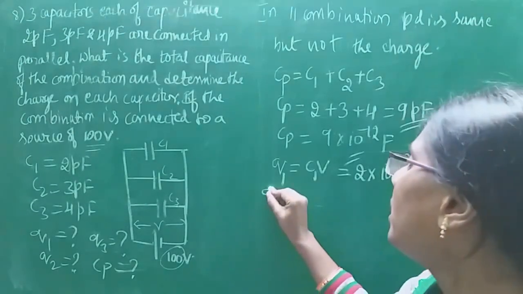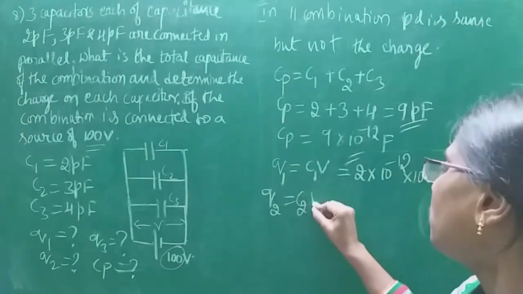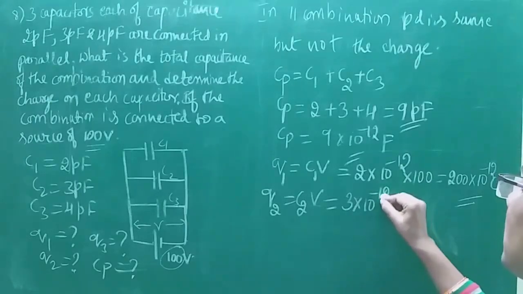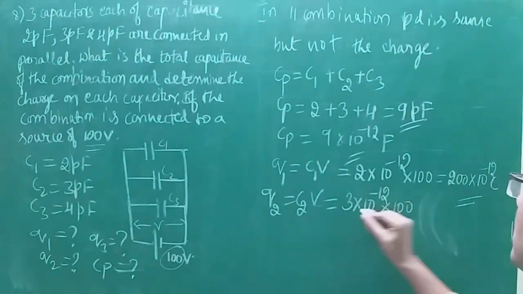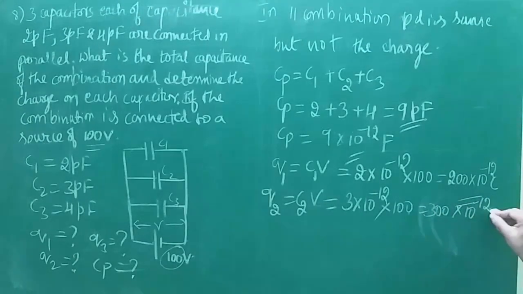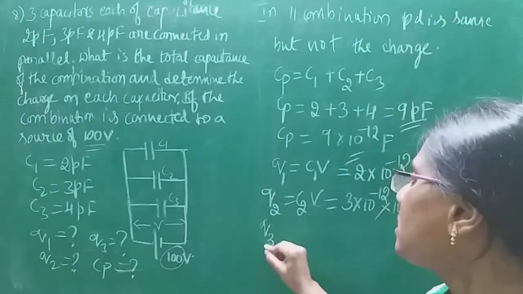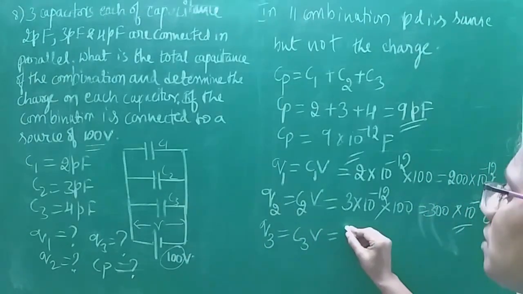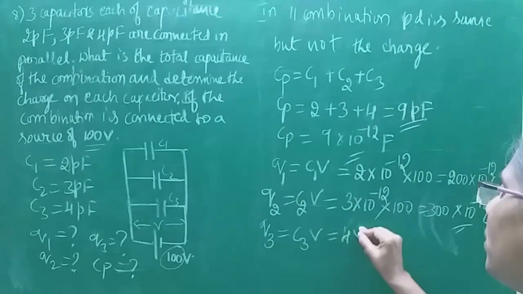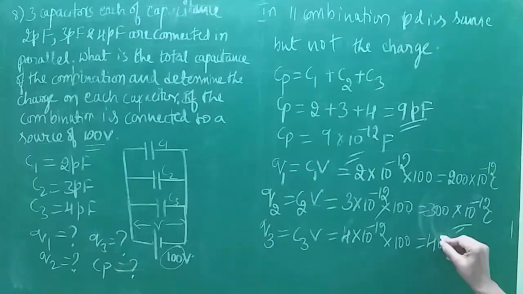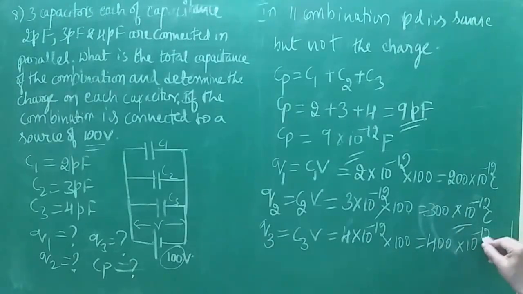In the same way, Q2 is equal to C2 into V. C2 is 3 picofarad, that is 3 into 10 power minus 12 into potential 100. 3 into 100 is 300, so we write 300 into 10 to the power of minus 12 coulomb. And also we can write the charge across the third capacitor, Q3 is C3 into V. C3 is 4 picofarad, so 4 into 10 to the power of minus 12 into potential 100, that is 400 into 10 to the power of minus 12 coulomb.